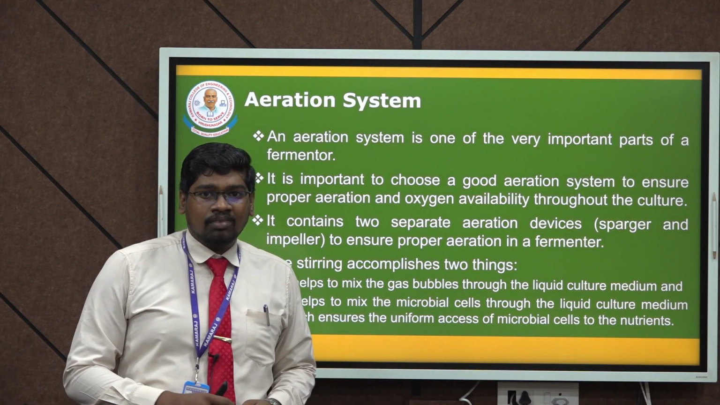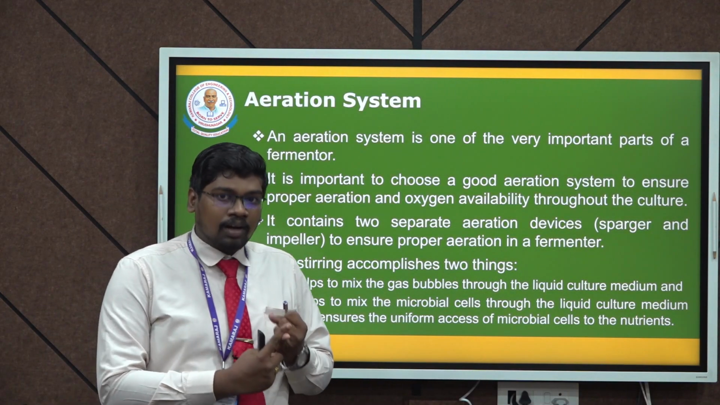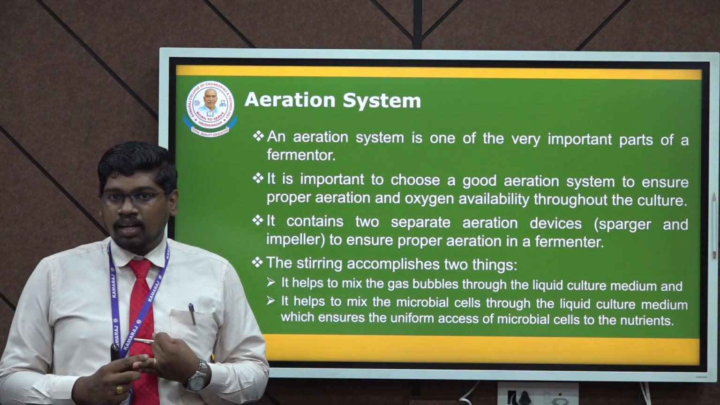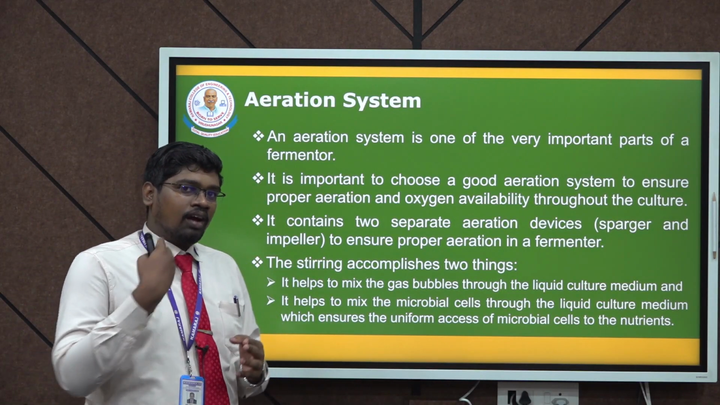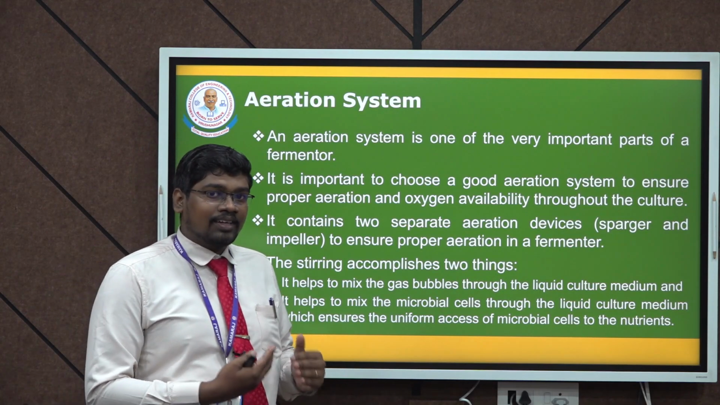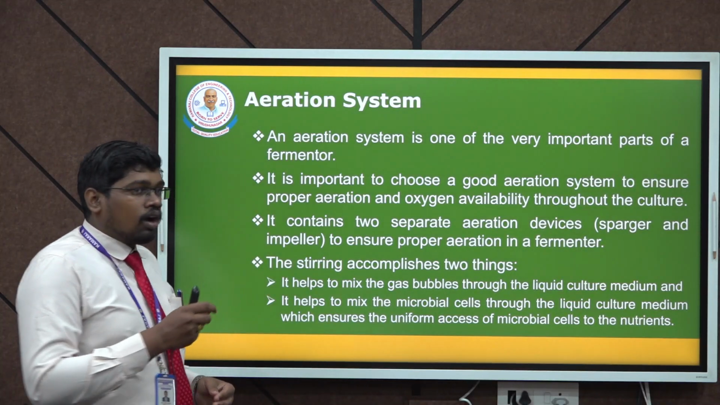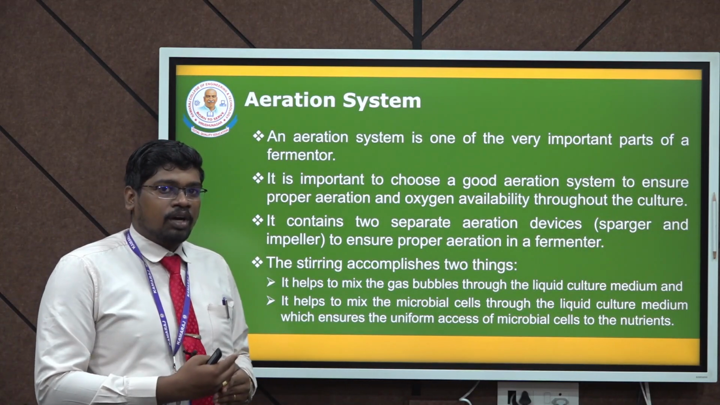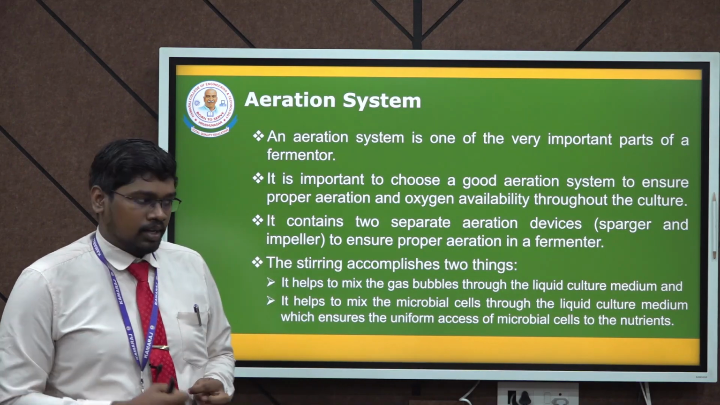The next important system is the aeration system. The aeration system is provided by two components inside the bioreactor: the sparger and the impellers. The sparger is required for the transport of air into the bioreactor system. Oxygen is provided through the air that is transferred through the sparger. The air that is transferred inside the bioreactor is then equally dispersed by using the impellers.